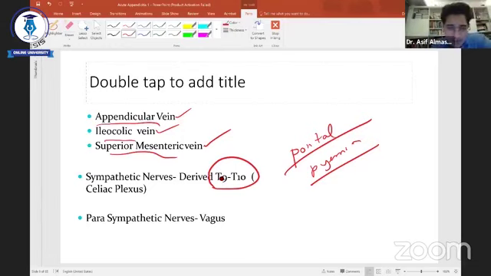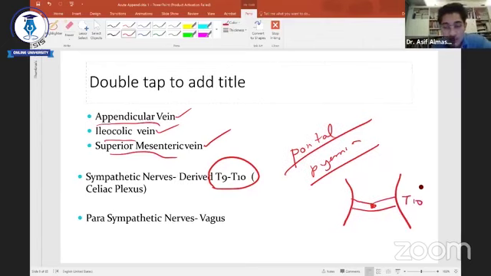Okay, anyway. So, the sympathetic nervous system is derived from T9 and T10. Now, if you remember from our first year anatomy, if this is the umbilicus, the dermatome of the umbilicus is T10.